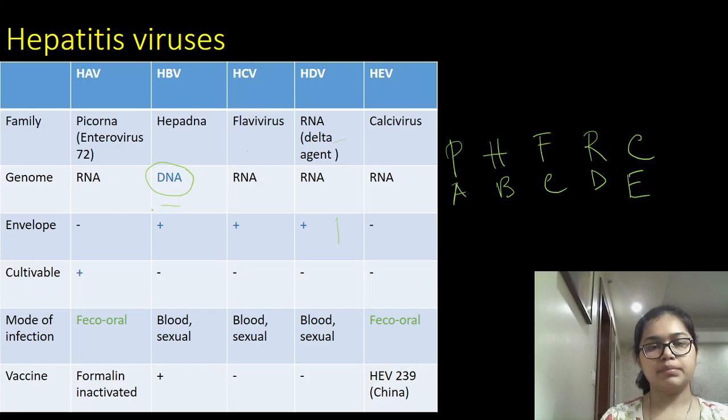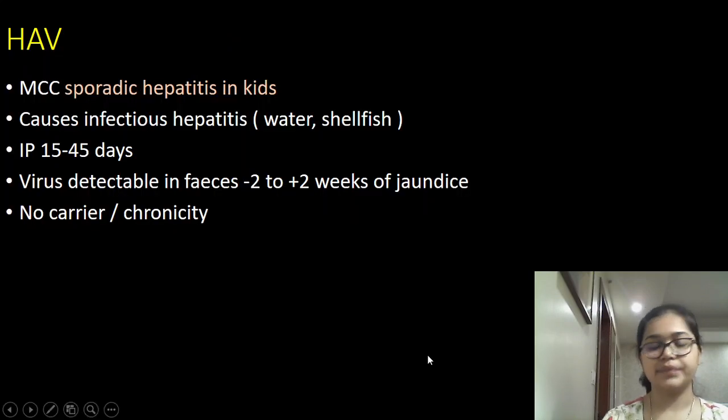Only types B, C, and D have an envelope. A is the only one that's cultivable, and A has a vaccine that is formalin inactivated. Type B has a vaccine that we're all aware of, and Type E has a formalin inactivated vaccine, HEV 239, which is available only in China.